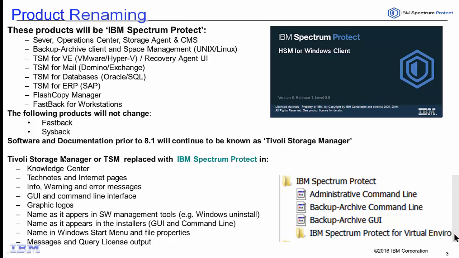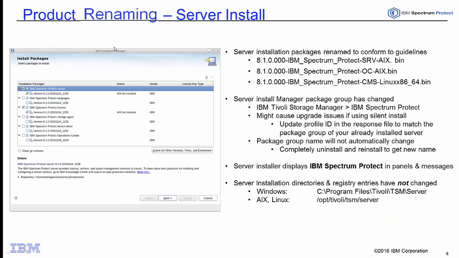Inside of the product, you'll see that Tivoli Storage Manager, or TSM, has been replaced with IBM Spectrum Protect in places like the Knowledge Center, the Tech Notes and Internet pages, any of the info, warning, and error messages, the GUI and command line interfaces, the graphic logos, the software management tools, the installers, start menus, and the query license and message outputs.